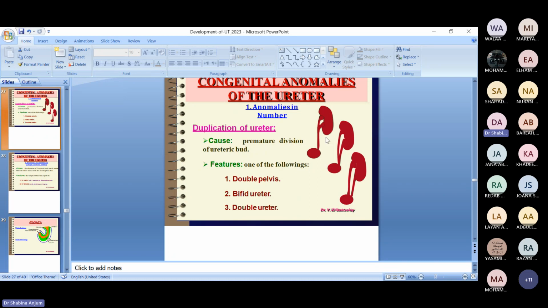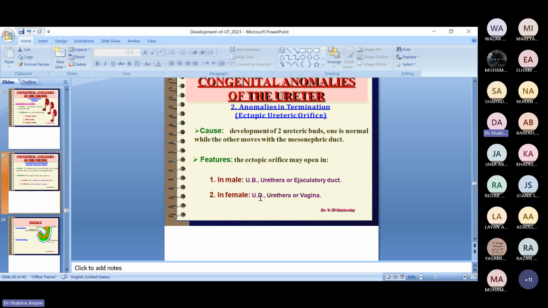So you can see here the premature division of the ureteric bud. We have seen that the ureteric bud will have division only in the upper part, which will form the major and minor calyces. But if there is a premature division, it may lead to the presence of double pelvis. You can see here the presence of two ureters, bifid ureter, which is well connected in the lower part. But in double ureter, you can see this is completely different from each other, and their opening into the urinary bladder is also at a different level.